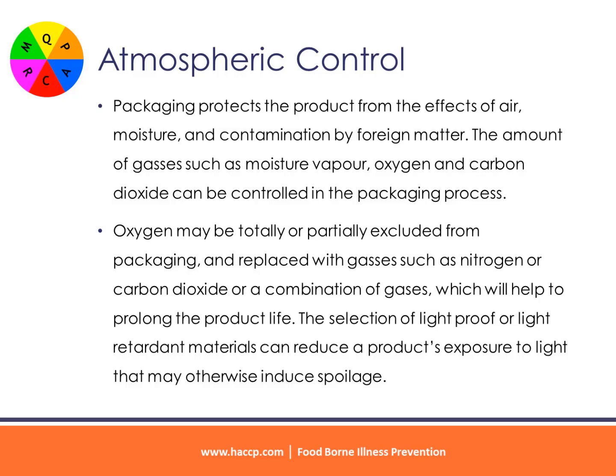Atmospheric control. Packaging protects the product from the effects of air, moisture, and contamination by foreign matter. The amount of gases such as moisture vapor, oxygen and carbon dioxide can be controlled in the packaging process. Oxygen may be totally or partially excluded from packaging, and replaced with gases such as nitrogen or carbon dioxide or a combination of gases, which will help to prolong the product life. The selection of light-proof or light-retardant materials can reduce a product's exposure to light that may otherwise induce spoilage.